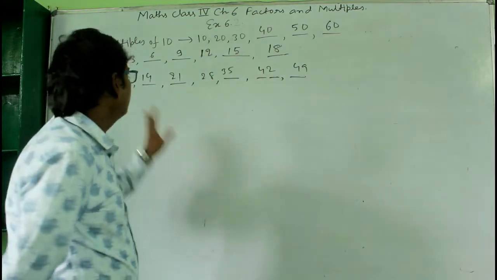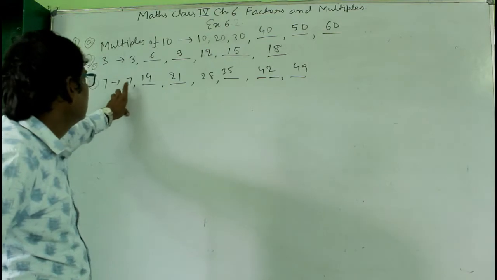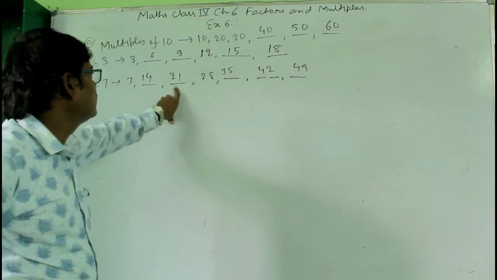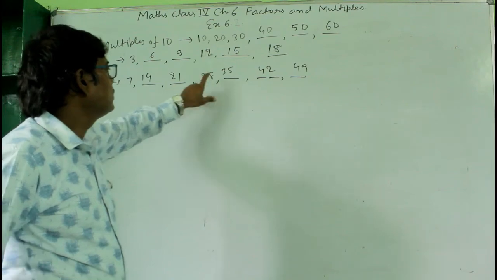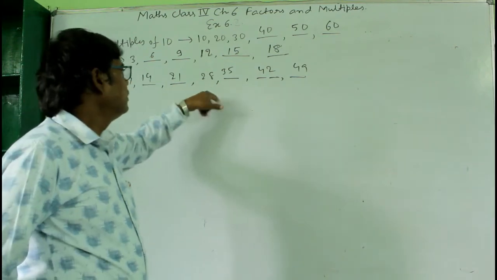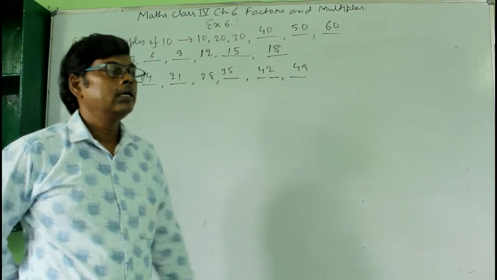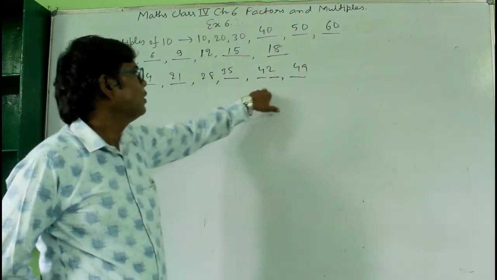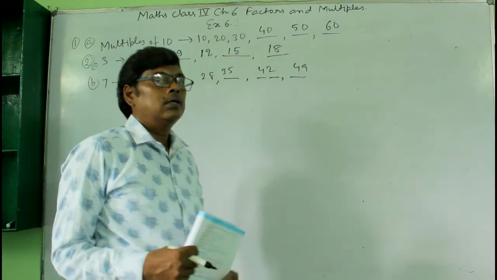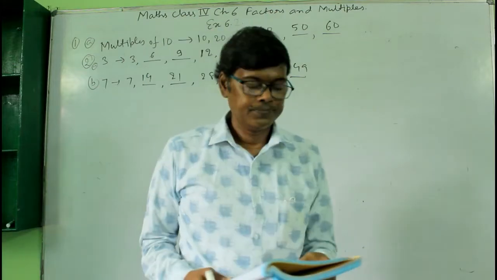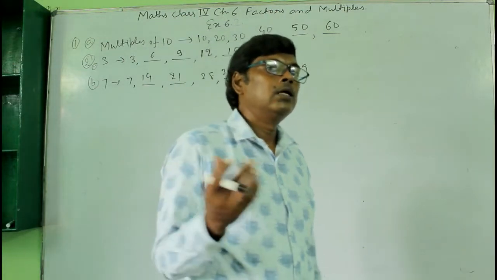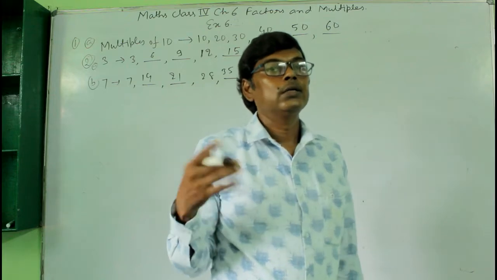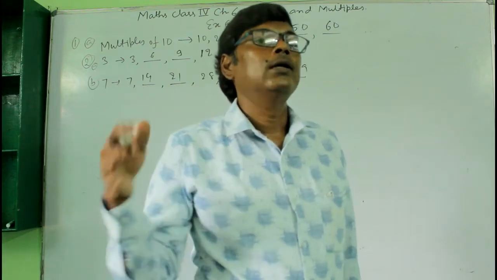Now observe this 7. Here also 7 is an odd number, then 14 is an even number, then 21 is an odd number, then 28 is an even number, then 35 is an odd number, etc. So here again odd, even, odd, even, odd, even, odd. So when you find the multiples of odd numbers, you will get alternatively odd and even numbers.